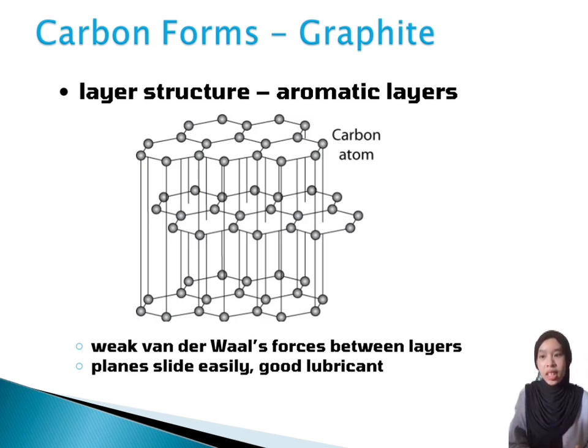In graphite, each carbon atom is bonded to 3 other carbon atoms in a flat hexagonal pattern. These form layers of hexagonal rings. These layers are very strong because the atoms are connected by strong covalent bonds. However, the layers are held together by weak van der Waals forces, so they can easily slide over each other. This is why graphite is soft and can be used as a lubricant.